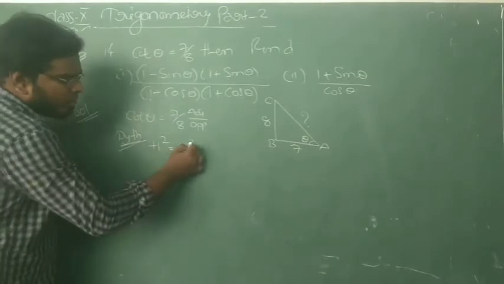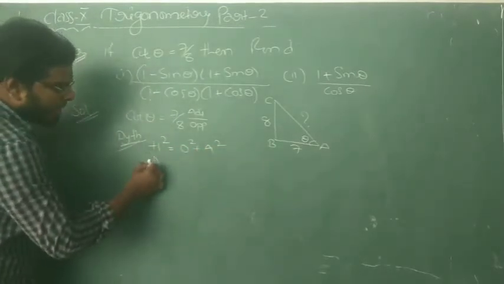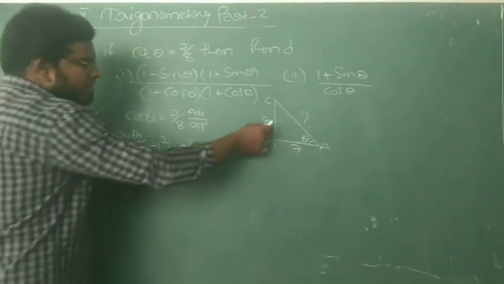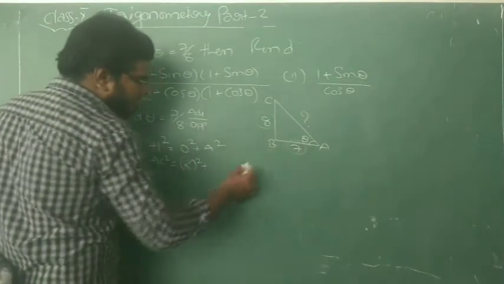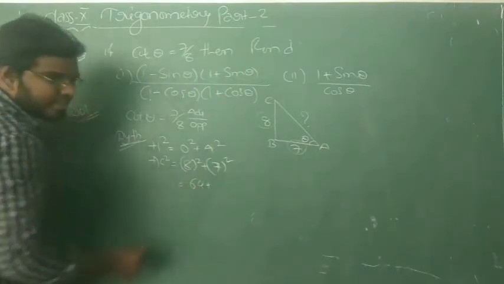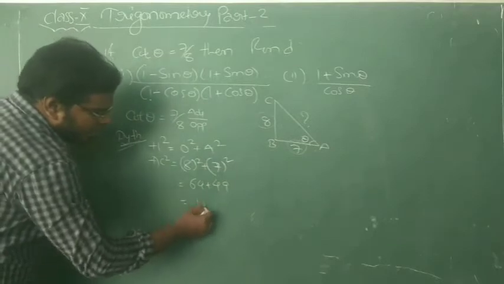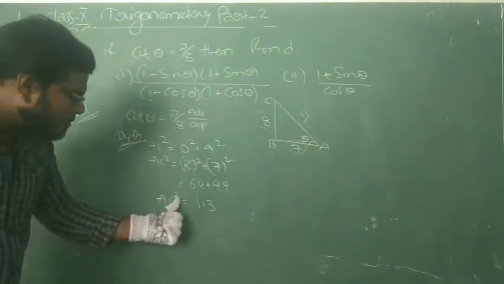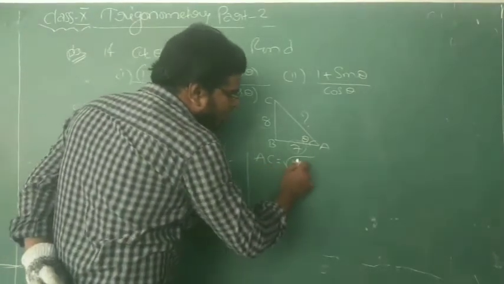Hypotenuse square is equal to opposite square plus adjacent square. Hypotenuse square we don't know now, so directly write what we have: AC square. The opposite square means 8 square, and the adjacent square means 7 square. 8 square means 64, and 7 square means 49. Here, 113 is AC square. When we send the square to that side, it becomes the root. That means we can write AC is equal to under root 113.